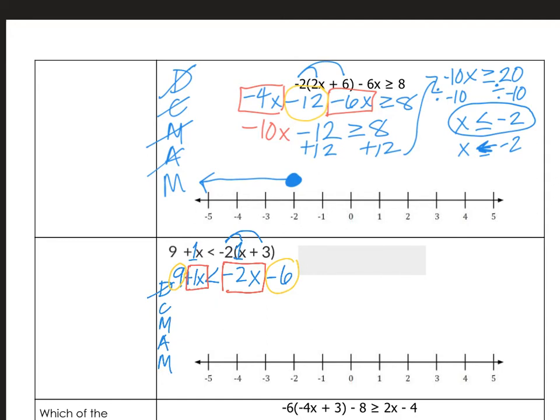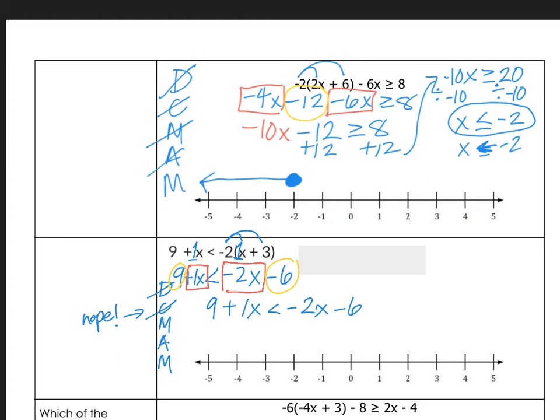Okay, so in this situation, we don't have like two red squares on the left-hand side, so we can't do any combining. The same thing with the right-hand side. So we're just going to rewrite it as it was. So we had 9 plus 1x is less than -2x minus 6. And I'm going to cross that out, and I'm going to write nope, because we did not need to combine like terms. Okay, now we need to see if we need to move a variable.